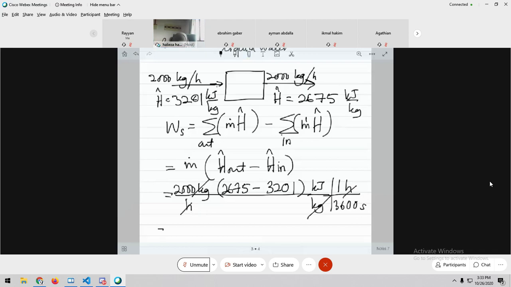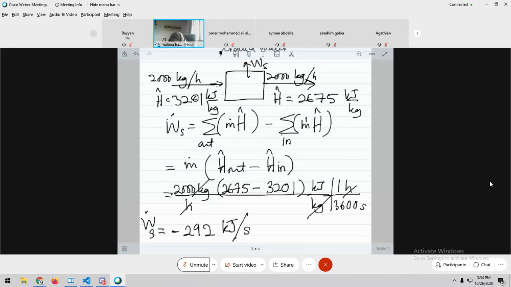So what's the final answer for your work? You need to put in, take out. It depends on the symbol. What is WS? Anybody? What's the answer? Enthalpy? Okay, enthalpy. Guys? Doctor, negative 292. Negative 292 kilowatt, kilojoules per second.